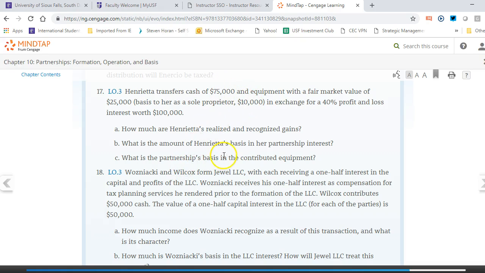And then what's the basis in the contributed equipment for the partnership? It basically just gets the carryover. That 10,000 basis just goes right to the partnership. So if the partnership then sells the property, and there's a fair market value of above 10, that would be a gain. The fair market value minus the 10,000 would be the gain.